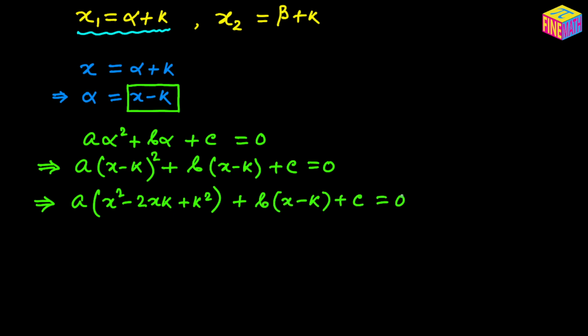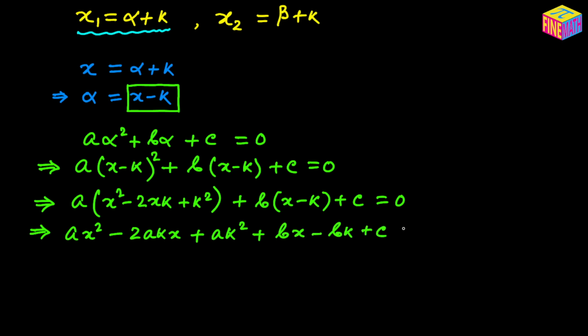is equal to 0. So from here, if we remove the parenthesis, this becomes ax squared minus 2akx, we can write it like that, plus ak squared, plus here we have bx minus bk plus c is equal to 0. Now let's write down all the x squared terms first. So we have only one x squared term, which is ax squared, and then how many x terms do we have? Well, we have this one and then this one. So there are two x terms that I'm going to write next.